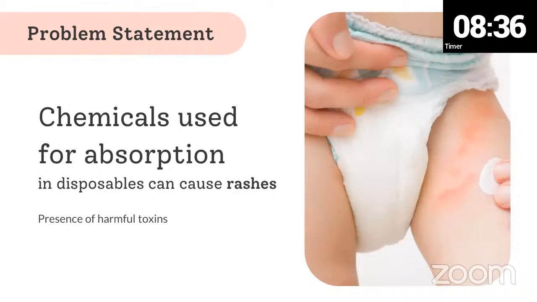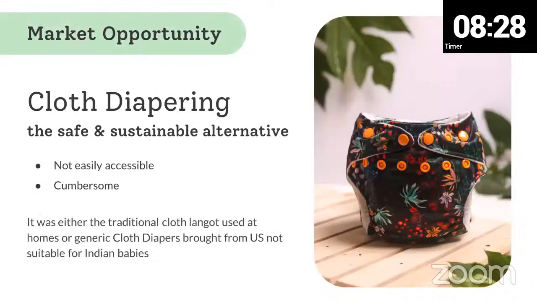The solution is basically using reusable, easy to decompose, and chemical-free diapers. And that is when we present Superbottoms' cloth diapering product. When we started out in 2018, the problem was that cloth diapers were not really available in India, and they were very cumbersome, not for the Indian market. Friends and family would get them from the US.